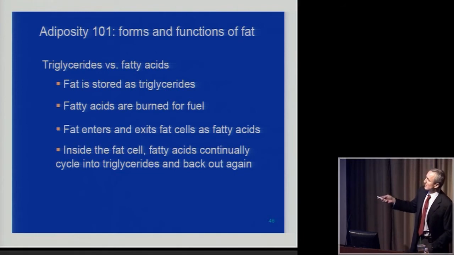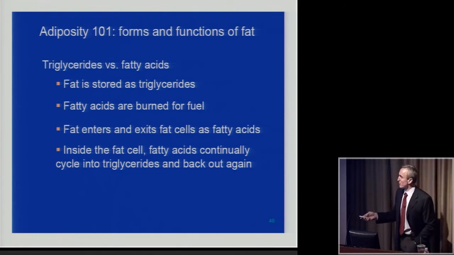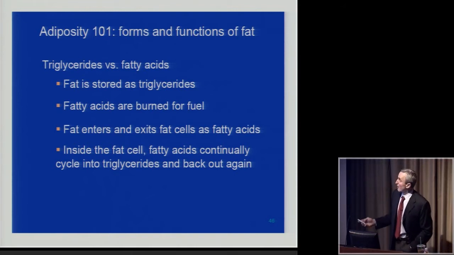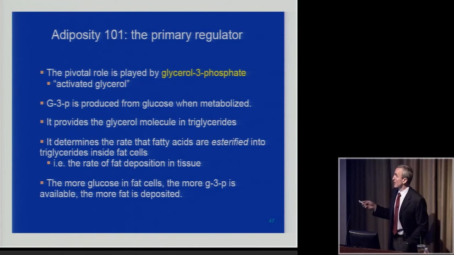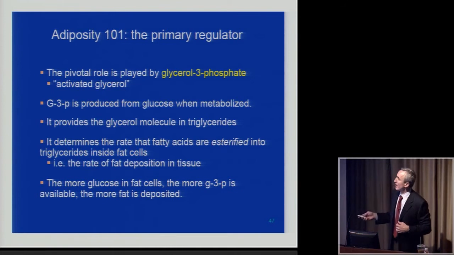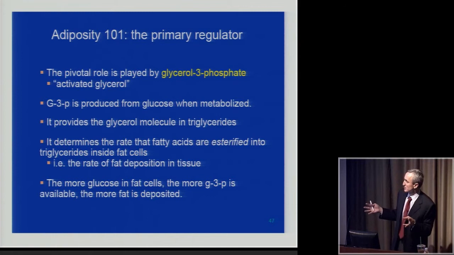So fat enters and exits the fat cell as fatty acids, which can slip through the membrane. And so we burn them as fatty acids. We store them as triglycerides. And inside the fat cell, there's this fatty acid triglyceride cycle that's continually cycling in and out. The pivotal role in this is interesting. It's played by a molecule called glycerol 3-phosphate, which is a kind of activated glycerol used by the cells to bind together the triglycerides. It's produced from glucose when it's metabolized by the cell, and it provides the glycerol molecule, and it generally determines the rate at which fatty acids are esterified into triglycerides inside fat cells.